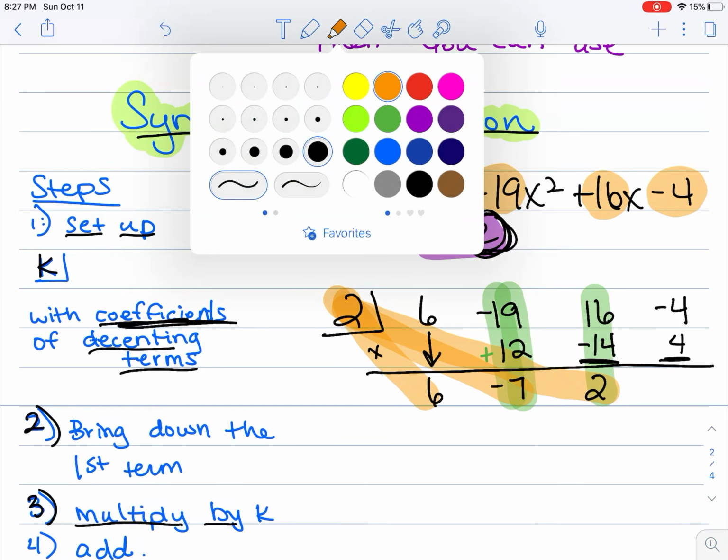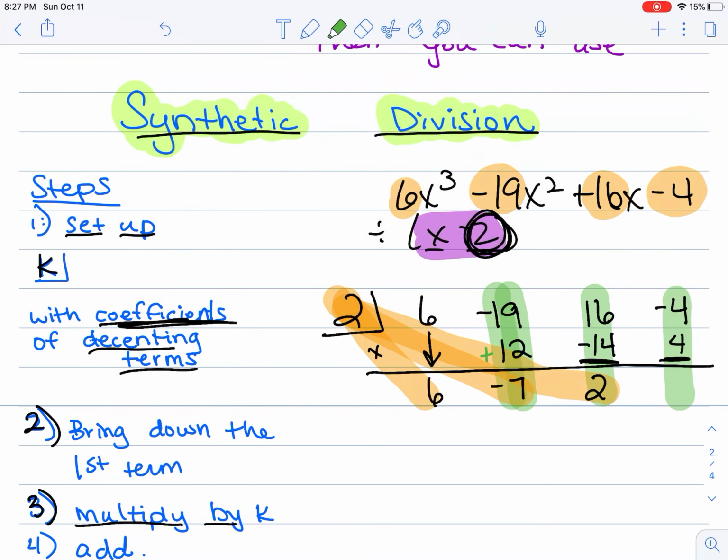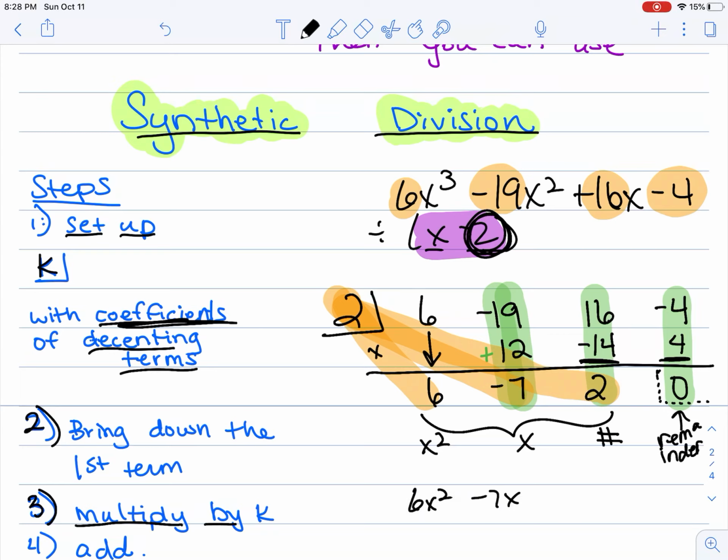And then again, we add down. Negative 4 plus 4 is 0. This is our last number, this is the remainder. And we knew in this case we were going to have a remainder of 0. And keep in mind, what we're left with is the x squared term, x term, and so on. So we're left with 6x squared minus 7x plus 2.